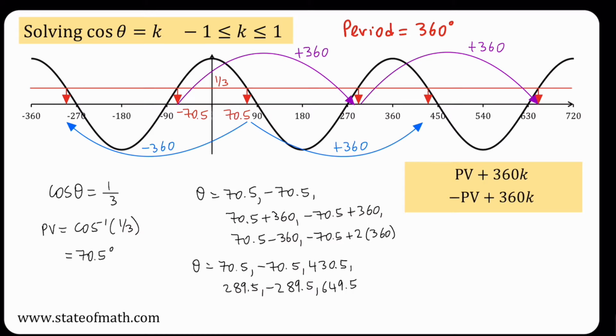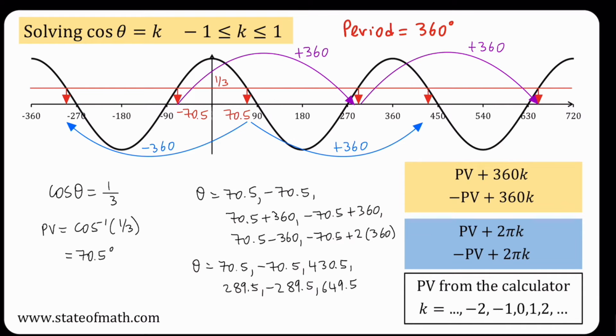So from the 2 solutions here, I can add or subtract multiples of 360. Obviously, if I'm in radian mode, it's going to be PV plus 2 pi k and minus PV plus 2 pi k. And again, the PV is from the calculator and k is any integer. So I can substitute different values of k, and I will be generating different solutions to the given trigonometric equation.